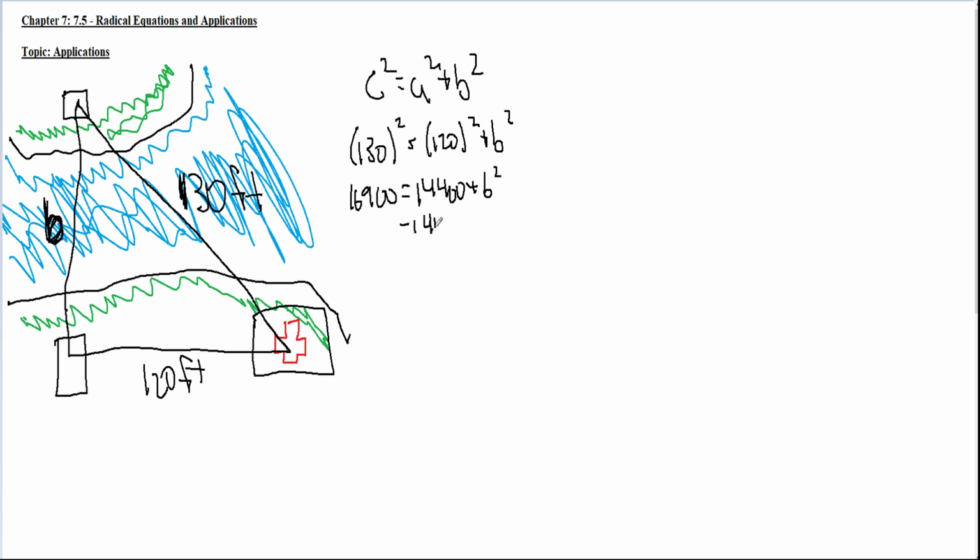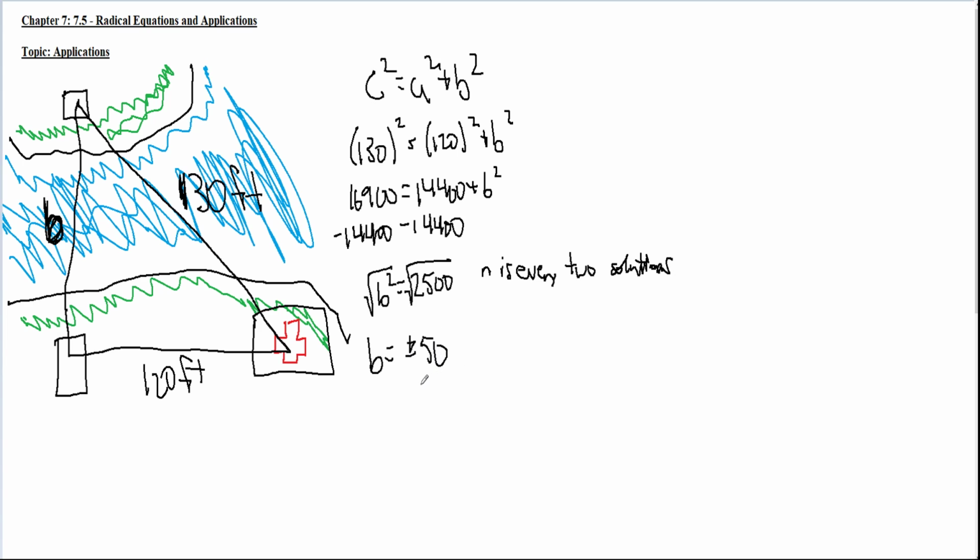And that leaves us with b squared being equal to 2,500. And now what we have to do is take the square root of both sides. And when we're doing that, because n is even, we have two solutions. Okay, so b is equal to plus or minus 50.